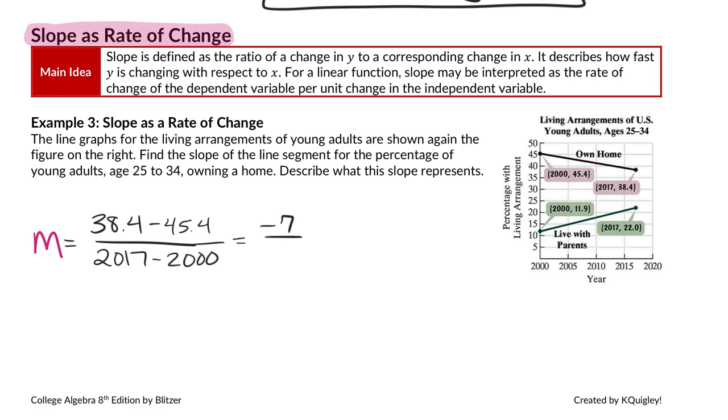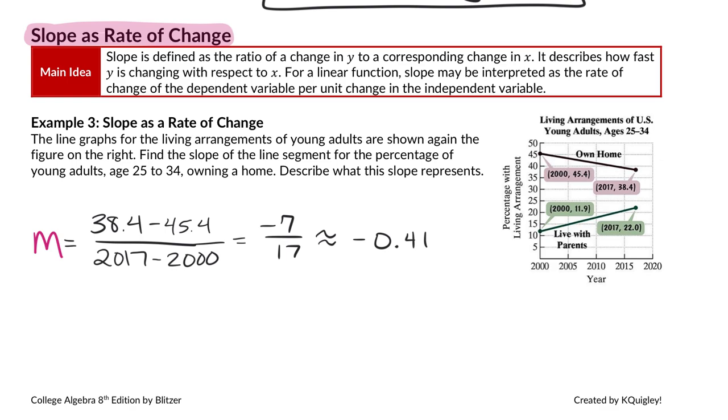And how many years different is that on the bottom? 17. In your calculators, will you please do negative 7 divided by 17? Because we're going to get a decimal answer. Negative 7 over 17. What'd you get? Negative 0.41. It doesn't tell us how to round, so we're just going to choose 2.